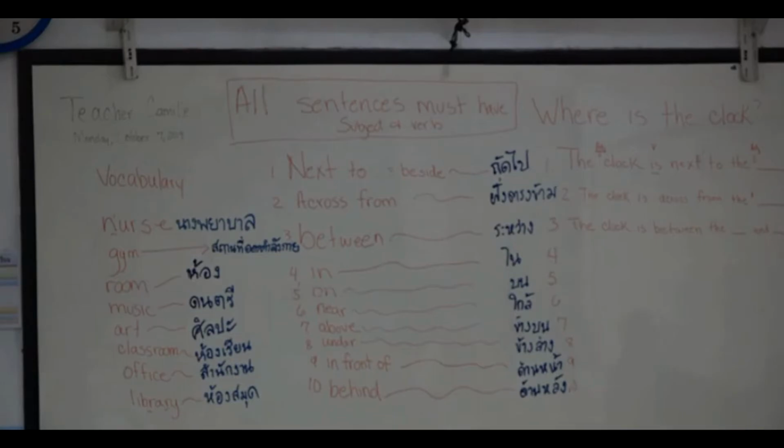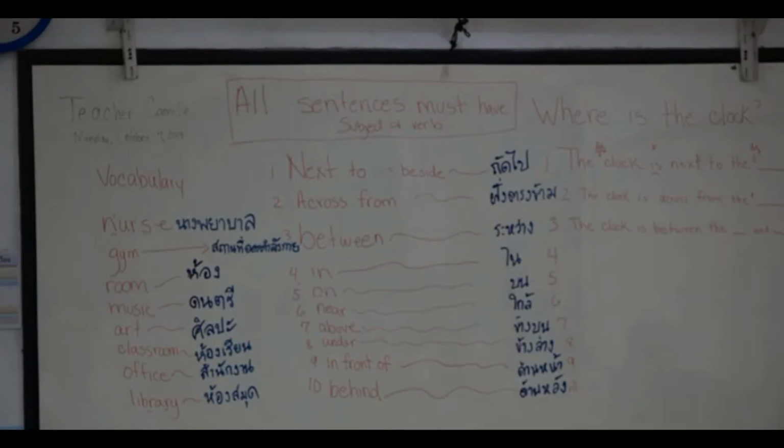So the clock is next to the screen. That clock. The clock is next to the air conditioner. The clock is across from the students. The clock is between the corners. The clock is in the classroom.